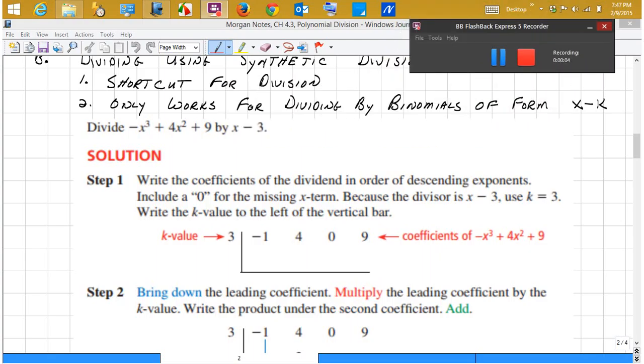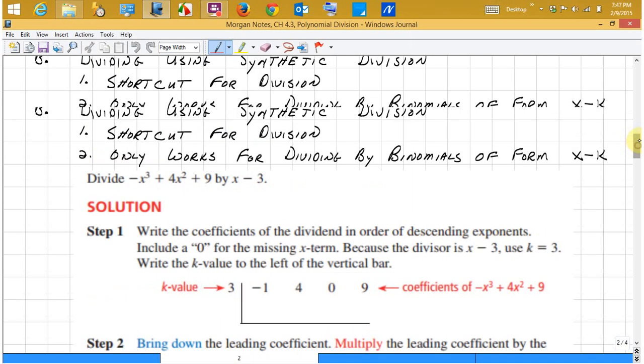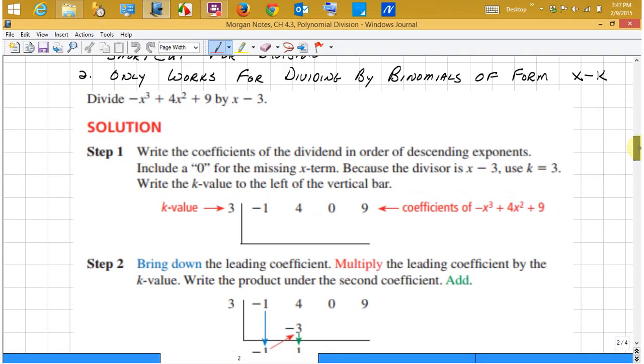All right, in this video I'm going to show you how to do synthetic division. It's a shortcut way to divide polynomials, but it's very specific. It only works for certain cases. So let's take a look at what kind of cases it'll work for.